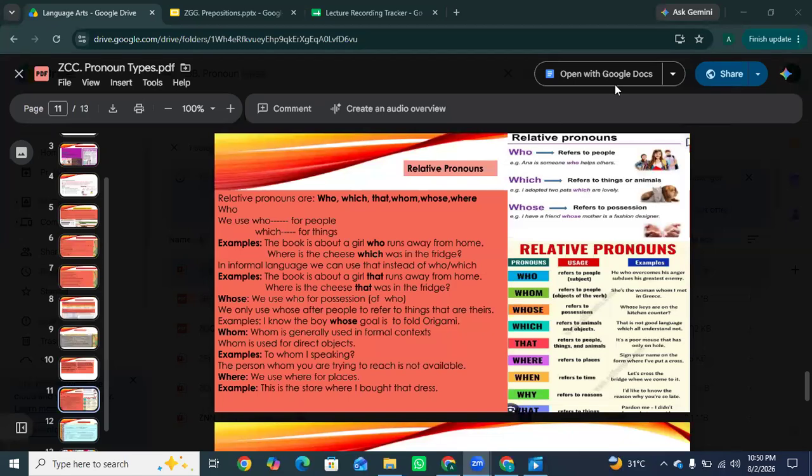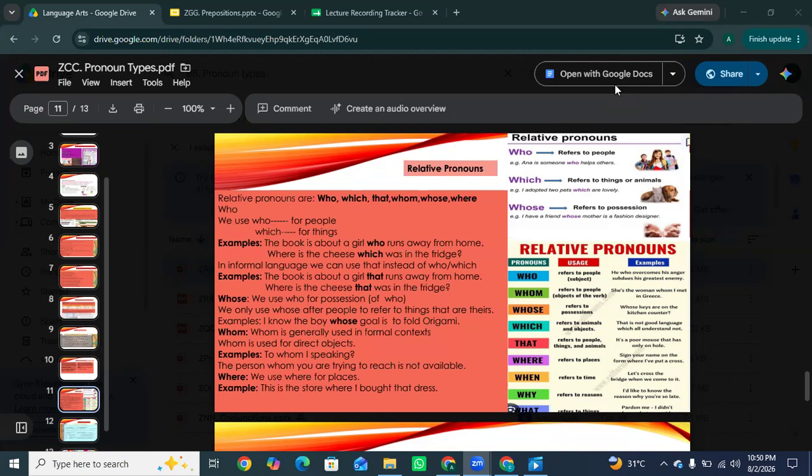So the next one is relative pronouns. Okay, a relative pronoun connects a clause or phrase to a noun or pronoun in a sentence. It provides you extra information about a person, thing, place, time, or reason without starting a whole new sentence. So you can say that relative pronouns are who, which, that, whom, whose, where, when, why.